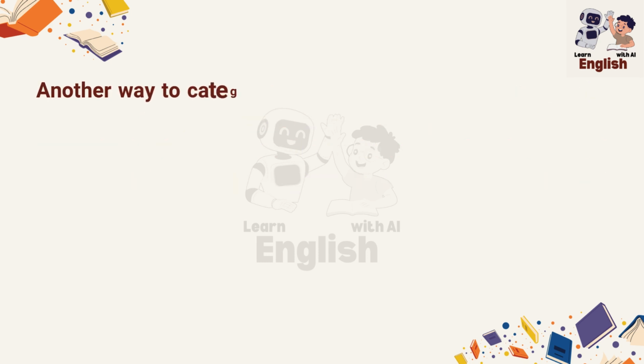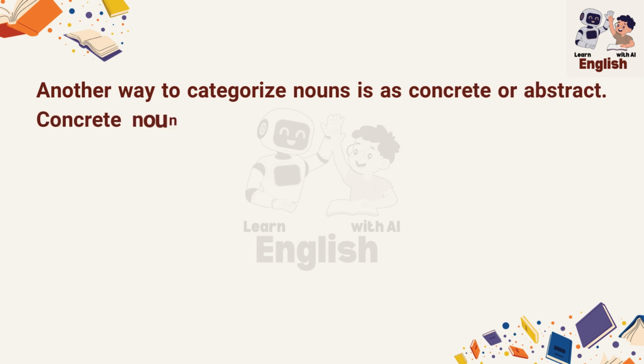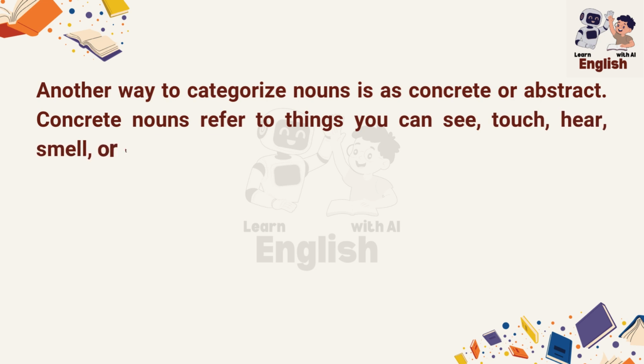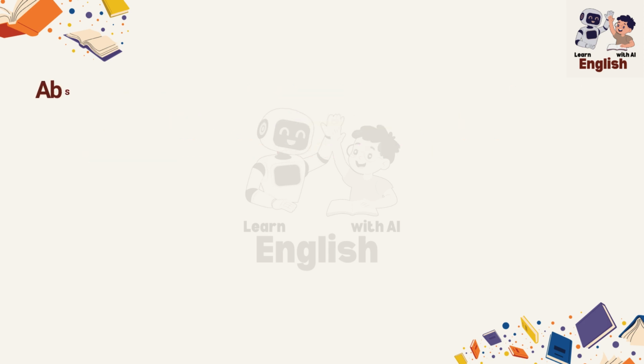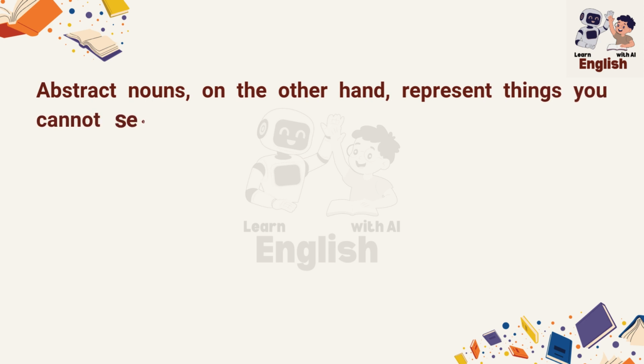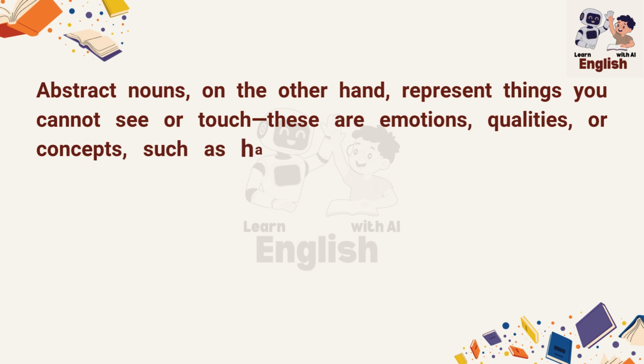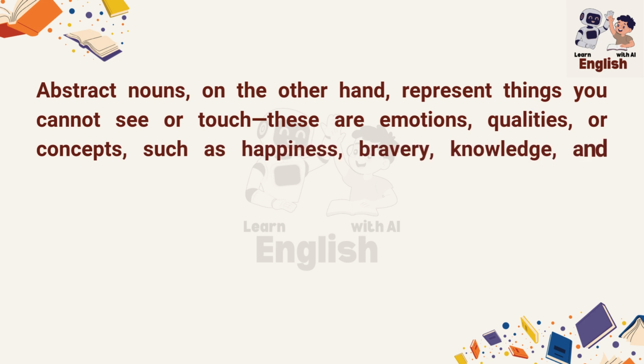Another way to categorize nouns is as concrete or abstract. Concrete nouns refer to things you can see, touch, hear, smell, or taste, like table, music, perfume, and cake. Abstract nouns, on the other hand, represent things you cannot see or touch. These are emotions, qualities, or concepts, such as happiness, bravery, knowledge, and honesty.